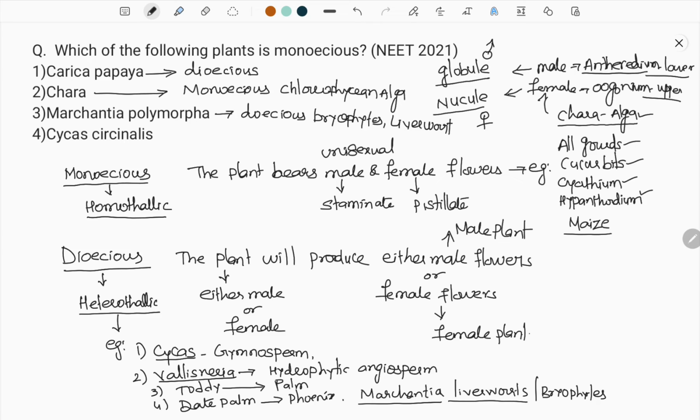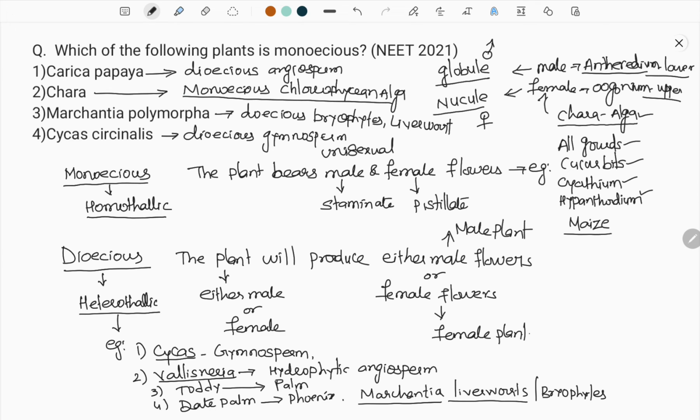It contains antheridia and archegonia on different gametophytes. And Cycas is a dioecious gymnosperm, very peculiar. We have a little bit about some examples about Cycas. It is a dioecious gymnosperm. So I think it's very clear now. Carica papaya is a dioecious angiosperm. Papain is obtained from Carica papaya. Papain is a tenderizing agent that causes tenderizing of muscles. And Chara is a monoecious chlorophycean alga.